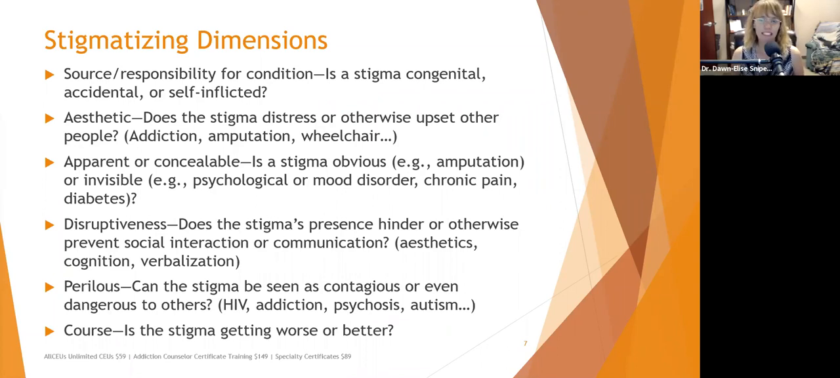Is it perilous? Can the stigma be seen as contagious or even dangerous to others? People with HIV or hepatitis are often seen as perilous. We need to educate how these things are transmitted and how difficult it is to transmit them in casual contact. Addiction is often seen as dangerous or contagious, if you will. People don't want to be around people with addictions.